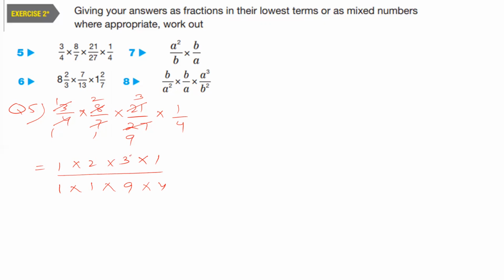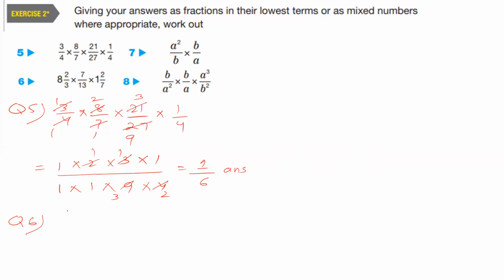So here we know 3 times 1 is 3. 3 times 3 is 9. 2 times 1 is 2. 2 times 2 is 4. So again we have 1 times 1 times 1 times 1 becomes 1 only, over 1 times 1 is 1. 1 times 3 is 3. 3 times 2 is 6. So 1 upon 6 is the simplest form, and this is your answer. Hope you understood. Now the same way you can do question number 6.